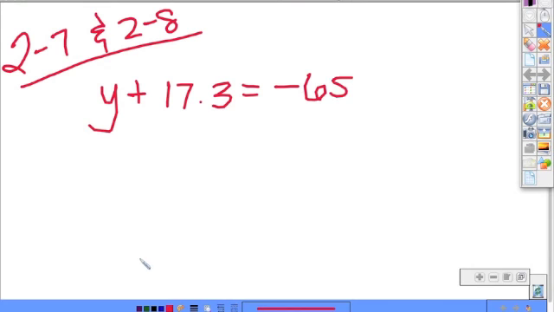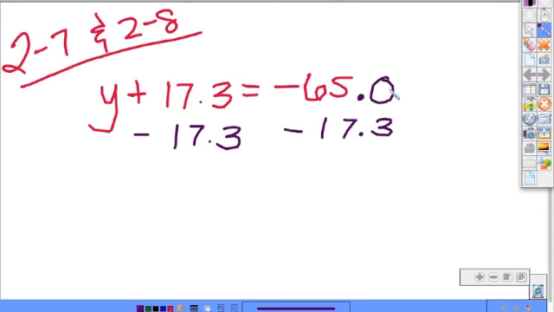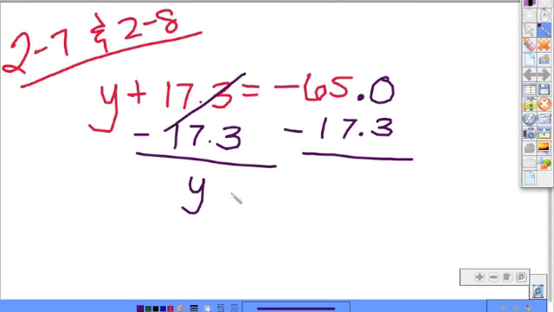Now remember, our goal is to always get the variable by itself. Okay, so we need to get this y by itself. For right now, it's attached to a positive 17.3. So we're going to subtract 17.3. What you do to one side, you do to the other, and make sure you line up your decimals. 65 doesn't have a decimal, so we're going to put it right here at the end. And I'm going to put a 0 here just as a space saver. Okay? Now these cancel, and my y falls down.